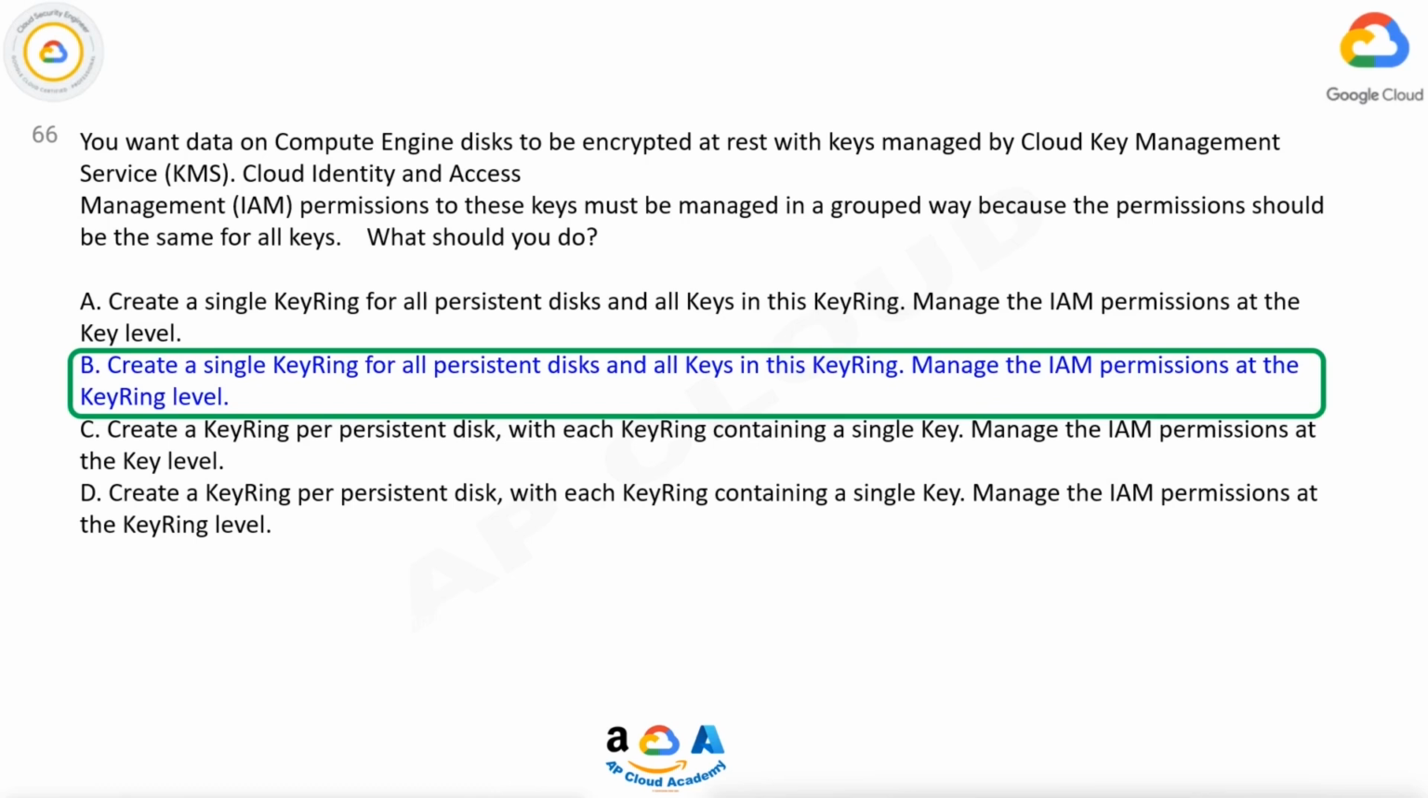Correct answer. B. Create a single keyring for all persistent disks and all keys in this keyring. Manage the IAM permissions at the keyring level.